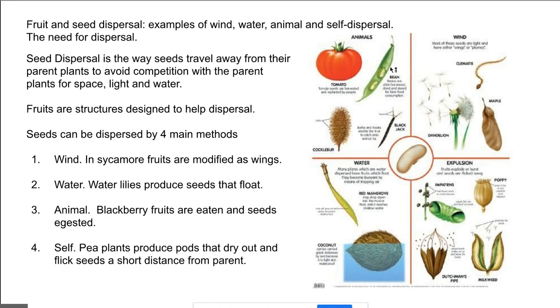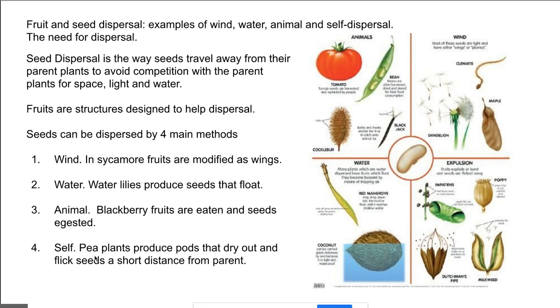So, examples of animal dispersed seeds. Okay, the tomatoes are eaten by animals, and the seeds pass through the animal's digestive system and are egested somewhere else. Okay, seeds like thistles, the fruits have little hooks on them that can attach to an animal's fur. Whatever works to carry the seed away from the parent plant.